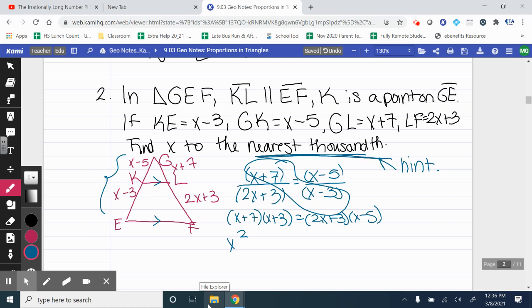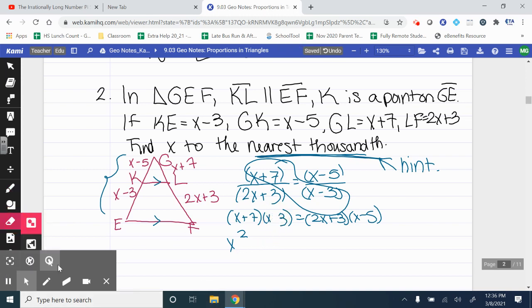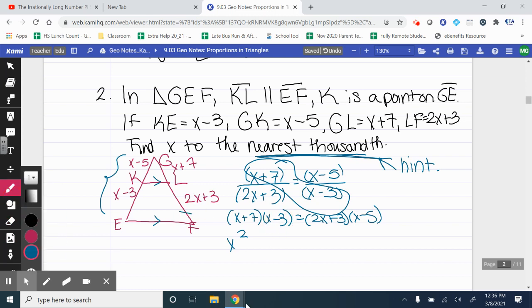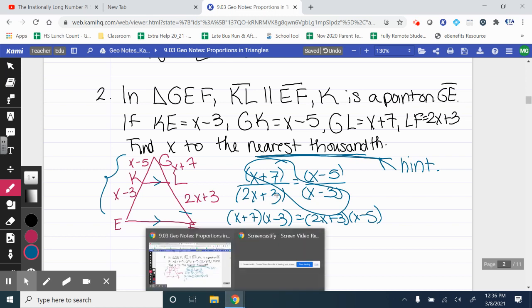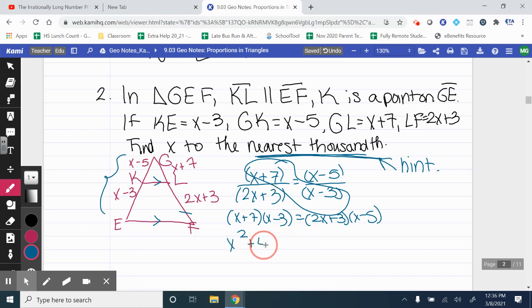So we've got, oh, I changed this. Something went wrong. I made this into a plus. It should have been a minus. So we should get x squared plus 7x minus 3x. So that would be x squared plus 4x minus 21. And on this side, you should have 2x squared minus 7x minus 15. Again, you guys would show the work and showing combining your like terms.